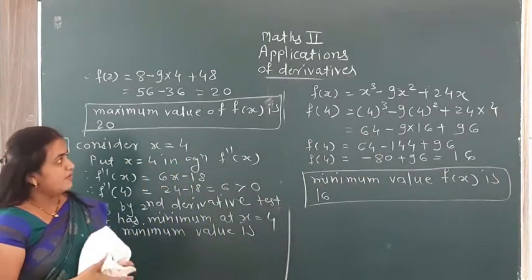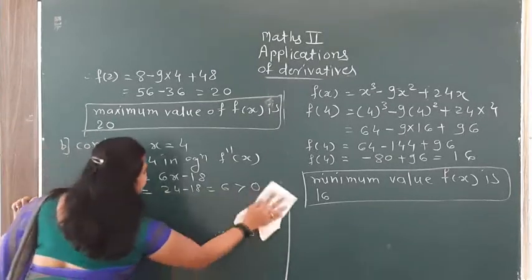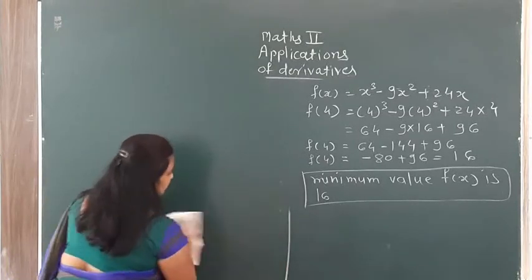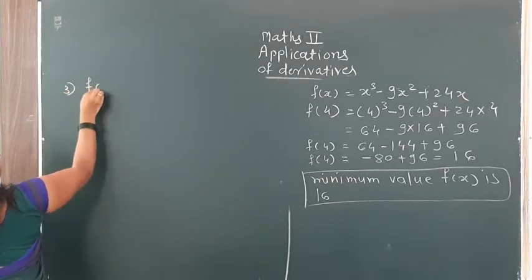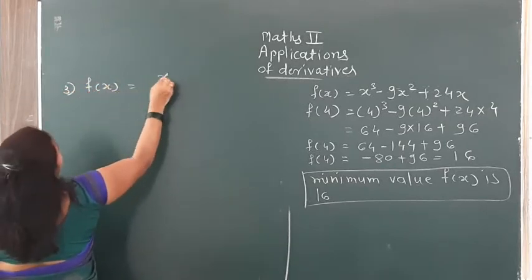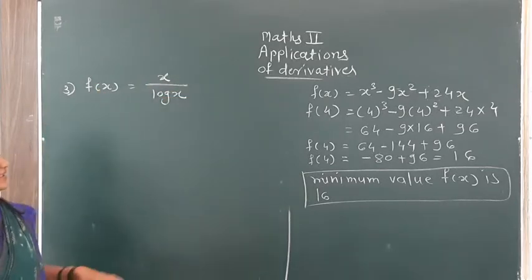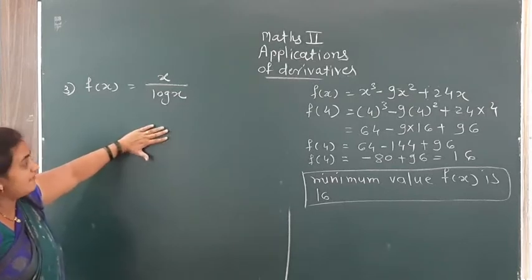Now we can solve one more example with the same method. So the next example is, for example, f of x is equal to x divided by log of x, and we can find the roots here and find the minimum and maximum value.